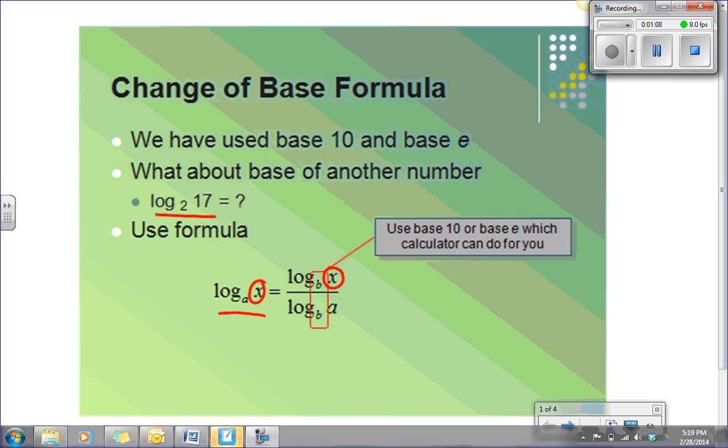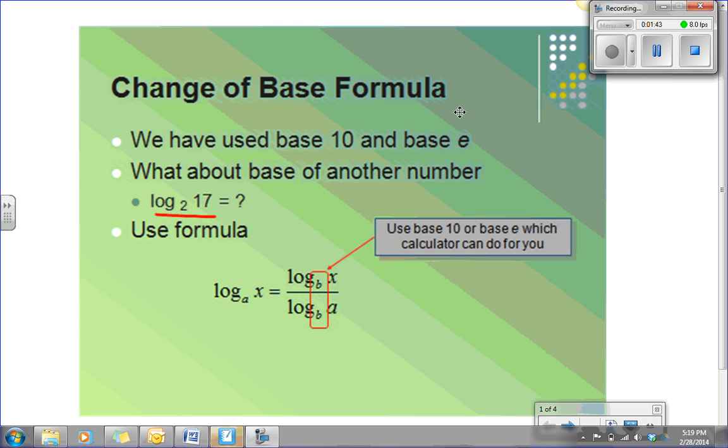So notice, we're going to have log base, usually 10 or e, whatever you're using, of x in the top, and then log base, that same base that you used in the top, so say log base 10 or log base e, of a goes in the bottom. So the part that's a bit higher up goes in the numerator, and the part that's a bit lower down goes in the denominator. Okay.